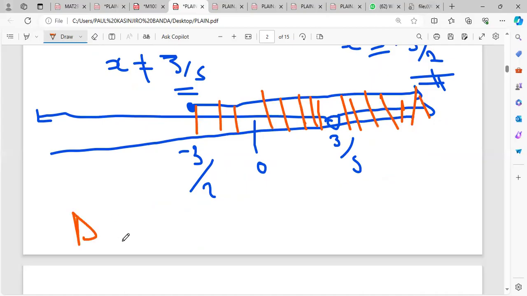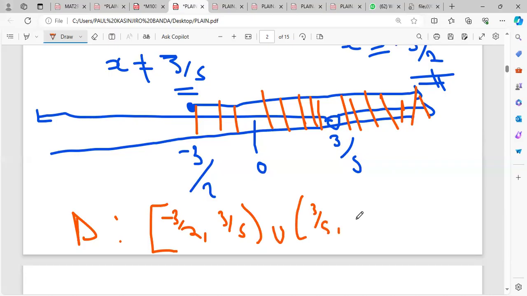So the domain is equal to, starting from minus 3 over 2, including it, all the way to 3 over 5, not including it, because there's an open circle there. Then we say union, starting from 3 over 5, not including it, all the way up to positive infinity. This here is our domain, and that's how we can show it on the number line.